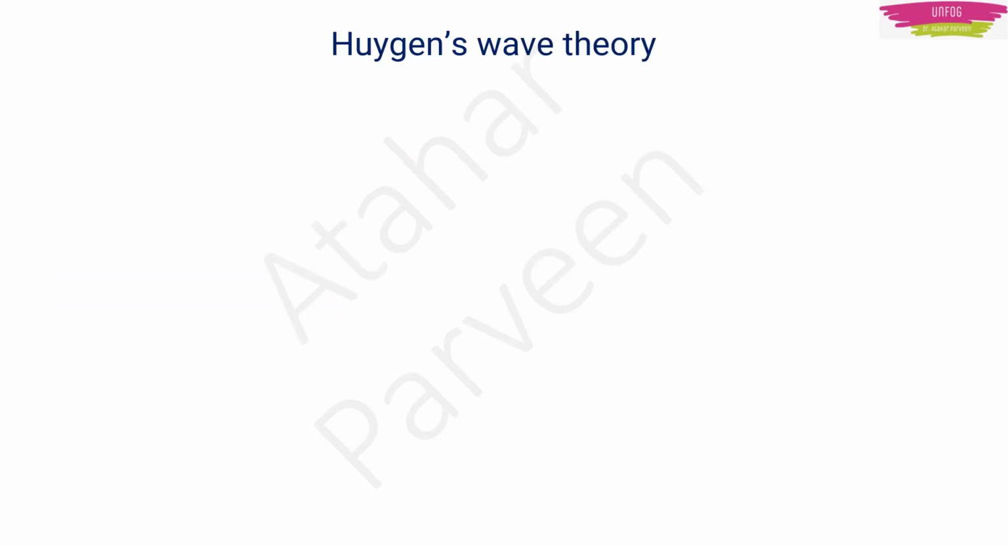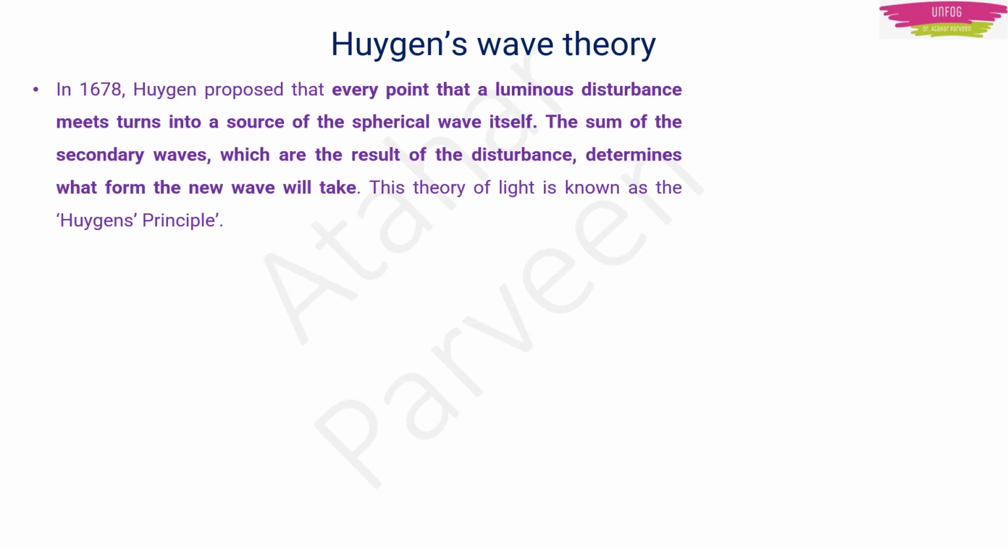Now let's talk about Huygens' wave theory. See, by now Newton established the concept that light is made up of tiny, extremely small light particles. So much of the concept was made. But Huygens did not believe his theory. He told that every point that a luminous disturbance meets turns into a source of a spherical wave itself. The sum of the secondary waves, which are the result of the disturbance, determines what form the new wave will take. This theory of light is known as Huygens' principle.